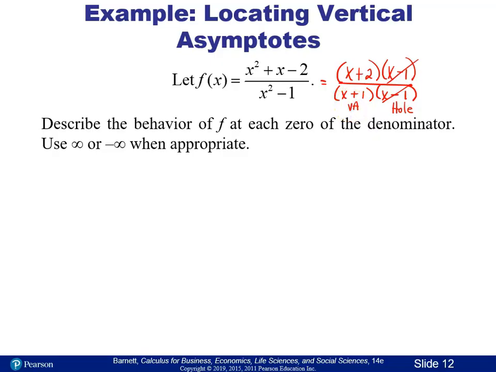Okay, so if we're looking at this, we're asked to describe the behavior of our function at each of the zeros of the denominator. So one zero of the denominator is our vertical asymptote. If we set this factor equal to 0, we're going to get -1. So we need to look at figuring out what the behavior is around -1. And we also have this hole, and that's going to be at +1. Again, set that parenthesis equal to 0.